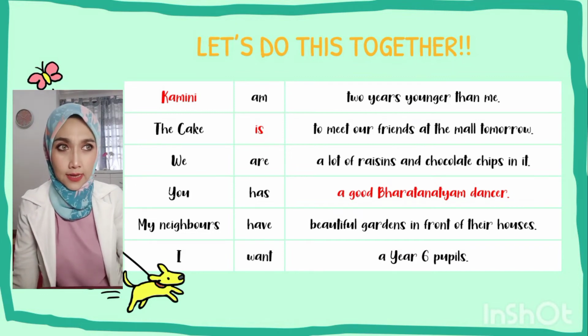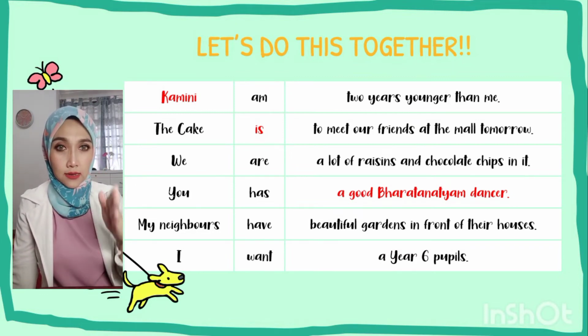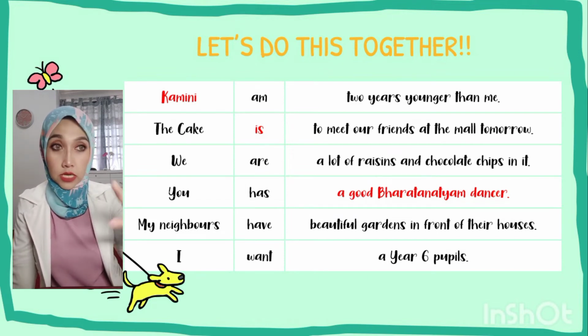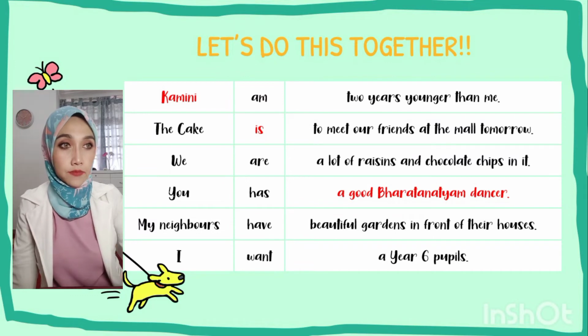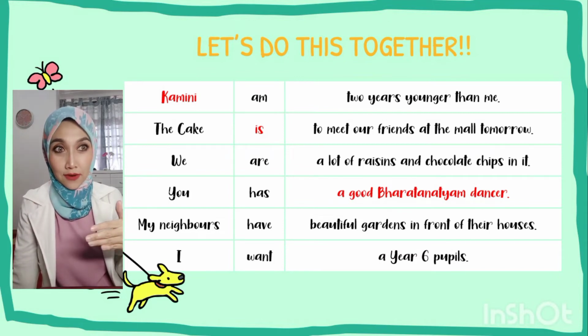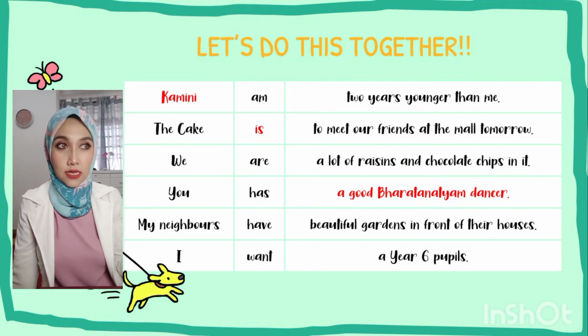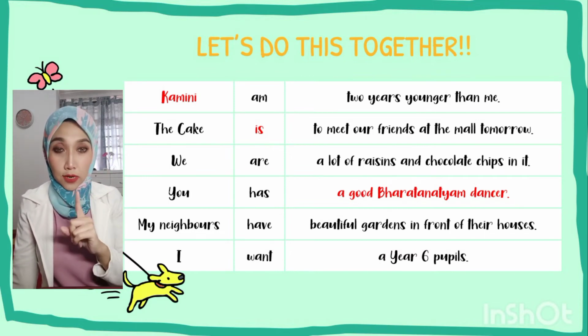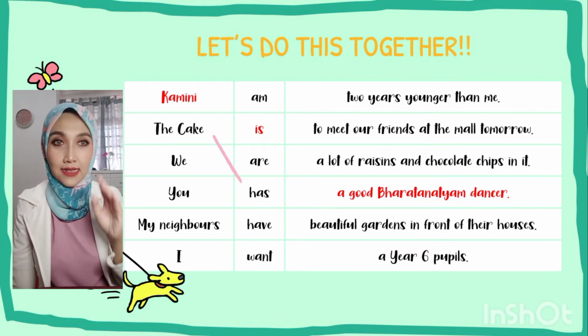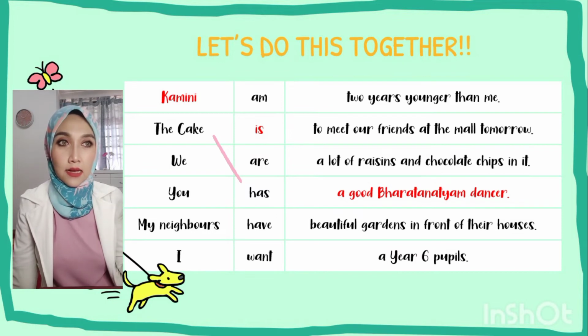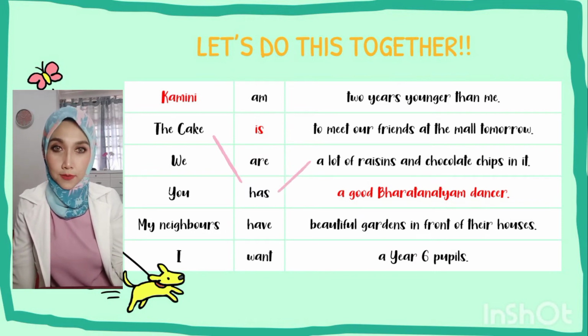So the cake. Before we decide the verb to be there, we should see the description. The cake, a lot of raisins and chocolate chips in it. Sounds correct, right? A lot of raisins and chocolate chips in it. So the cake, only one cake, means it's singular, then it should use has. The cake has a lot of raisins and chocolate chips in it.